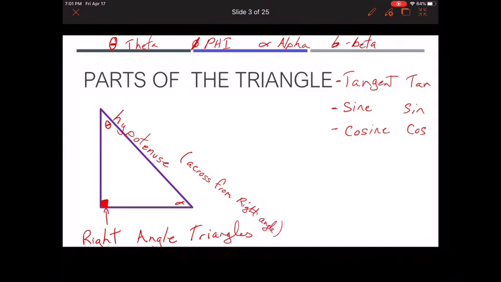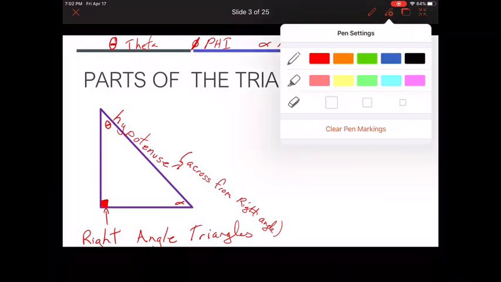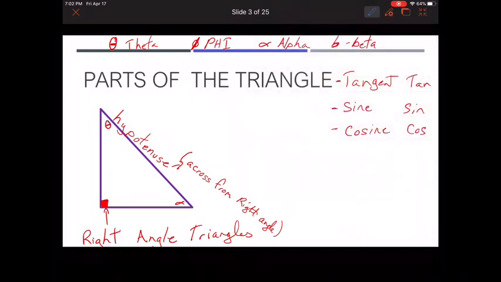So we should know this word. But now the other two are called opposite and adjacent. And so right now I'm just going to talk about theta. And if theta is there, then the opposite one, surprise, surprise, is the one across from the angle that we're talking about. So that is the opposite of theta.